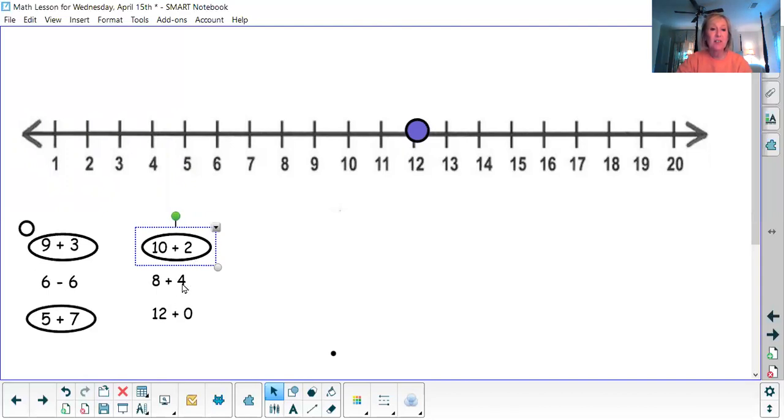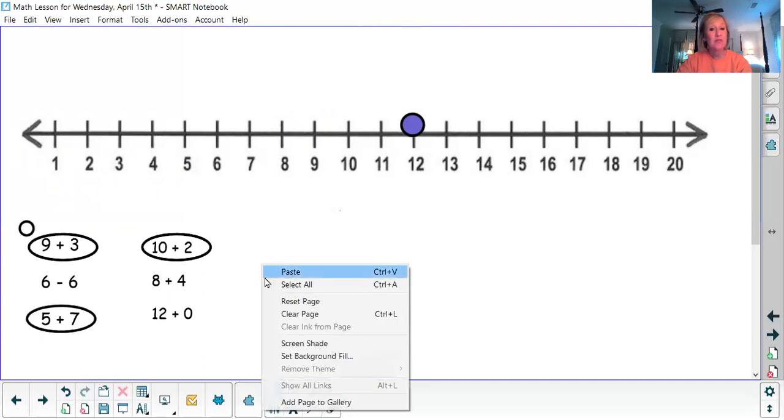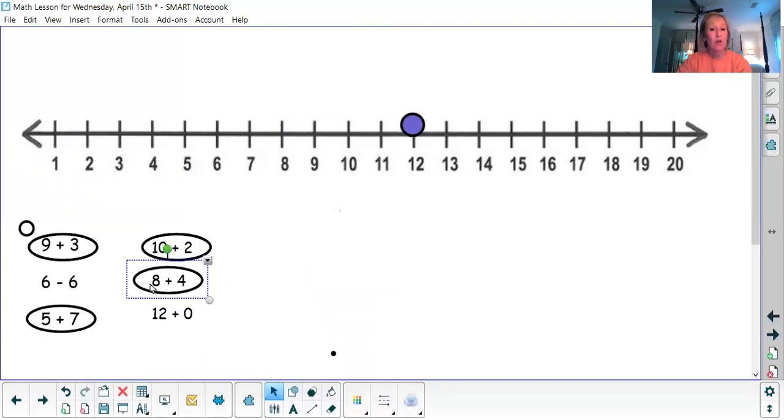Here's the next one, 8 plus 4. I'm looking at a plus sign, so I'm putting these 2 parts together. So I am going to start on the 8. So I'm going to put my dot on the 8, and I'm going to add 4 more. So that means I'm going to make 4 hops to the right on the number line because I'm adding on. My number's going to get bigger. 1, 2, 3, 4. Where did I land? 12. So 8 plus 4 also equals 12.